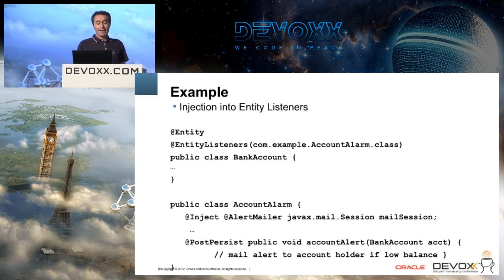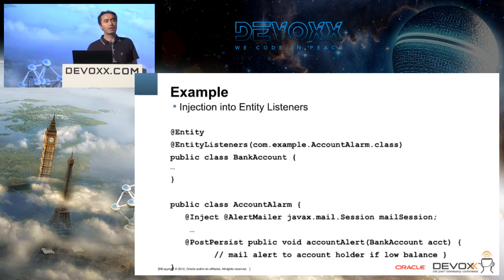Now, in the past, lacking any kind of injection, you're kind of on your own. Like, what do you do, right? So this account alarm instance is instantiated by JPA, and it has no context. It knows nothing. It doesn't even have a reference to the entity manager, which I found really strange too. It's really context free. What can it do? So with this change, with injection into listeners, you see the @Inject for alert mailer there. So the @Inject is a CDI annotation.